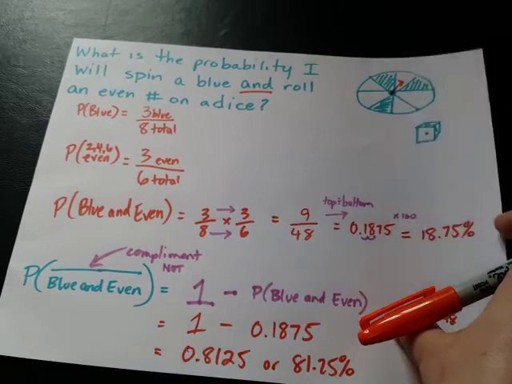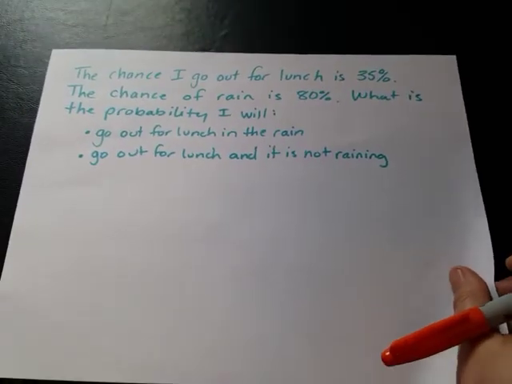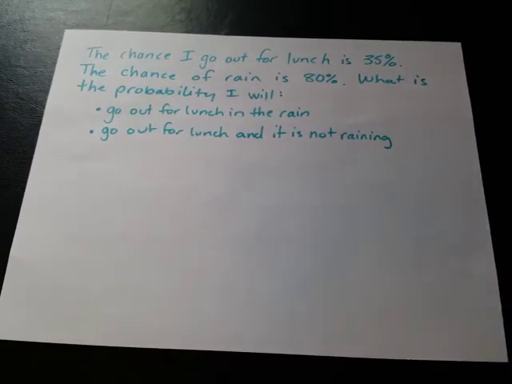Just want to look at one more example. And that's where they're giving us the probability. So, oftentimes it's in the form of a fraction. We'll maybe create it ourselves. Here we have 2 scenarios. 1, I'm going out for lunch. 2, there's a chance of rain.